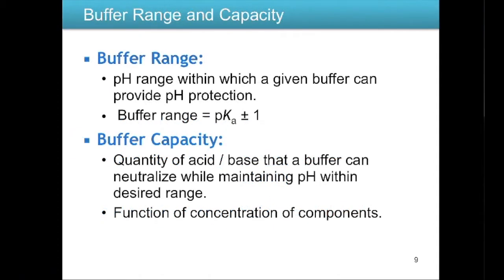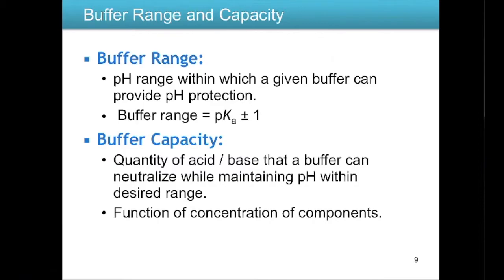So let's talk a little bit about buffer range and capacity. Buffers aren't good over infinite pH ranges. Okay, they're only good within plus or minus 1 from the pKa of the acid. So in the previous example, the pKa was 4.74. So to make a buffer with acetic acid and sodium acetate, it would be good over the range of 3.74 to 5.74, so plus or minus 1 from the pKa value.